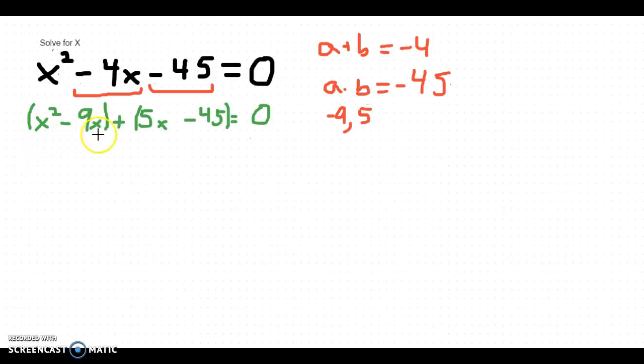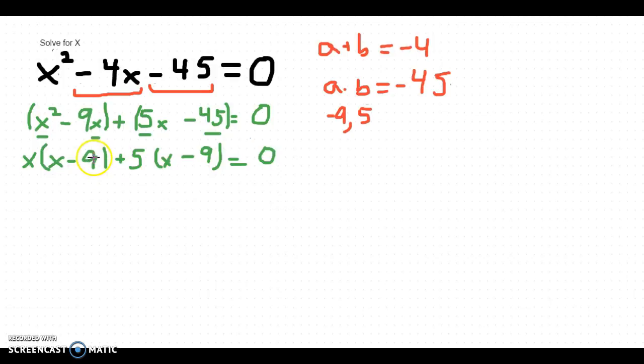So for this x squared minus 9x, we'll see that there's an x in each part. So we're going to have x times x minus 9, plus this group. Now in this group what we see is that there's a factor of 5 that we can factor out here. So it's going to be plus 5 times x minus 9. And all this is equal to 0 still.